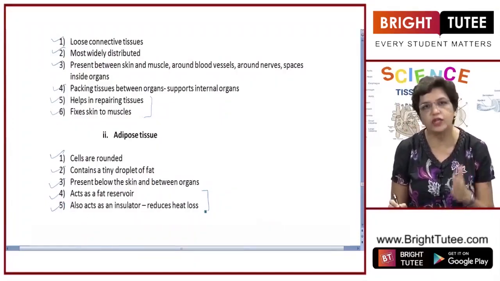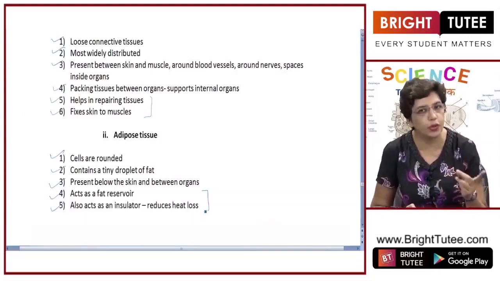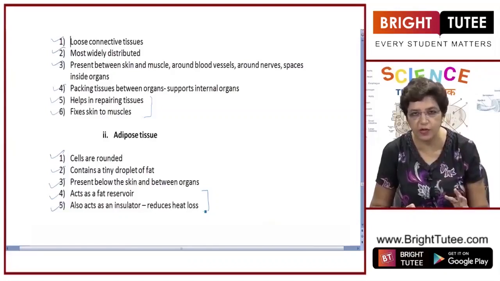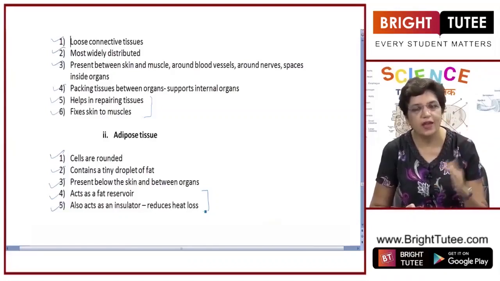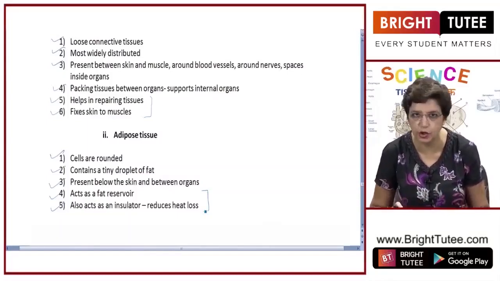So these were the different types of connective tissue which we discussed. The blood, which is the fluid connective tissue, then bone and cartilage, which form the framework, then tendons and ligaments, which actually join bones to muscles and as well as to other bones. Then we did areolar and adipose tissues. These are different types of connective tissues.